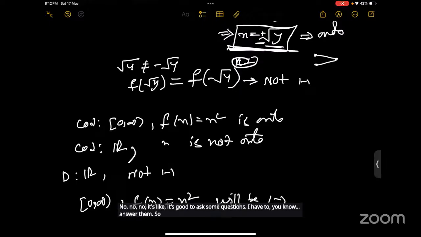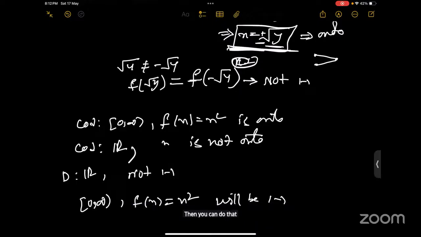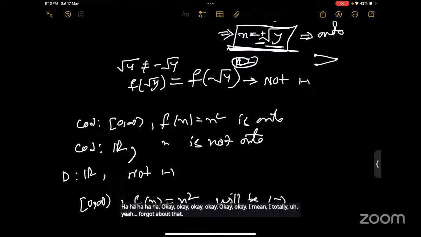So the thing is, if the domain is the real numbers, then you can do that. You can take -2 and +2 from the domain, and their images are the same. So the function is not one-one when the domain is the real numbers. But if I take the domain as 0 to infinity, then -2 is not there in the domain, right? Okay. I totally forgot about that. Thank you, ma'am.